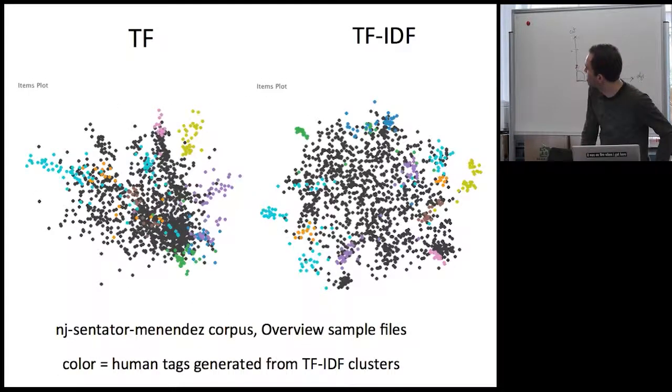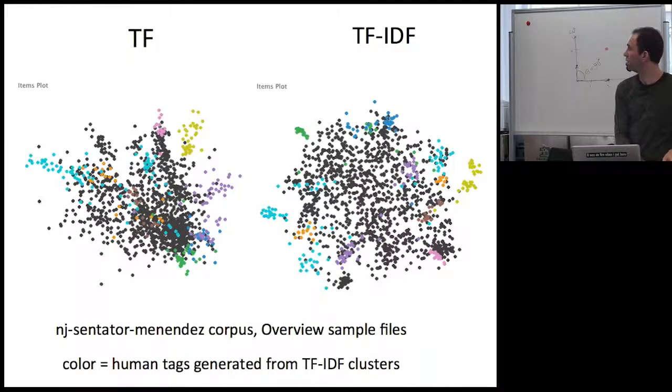This is the same set of documents. On the left is TF. On the right is TF-IDF. And how would you describe what it does? What's the difference between those two pictures?